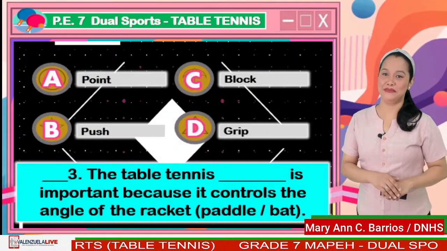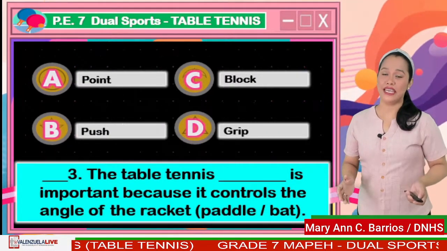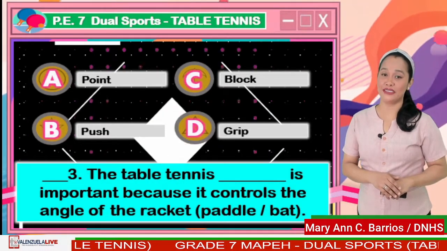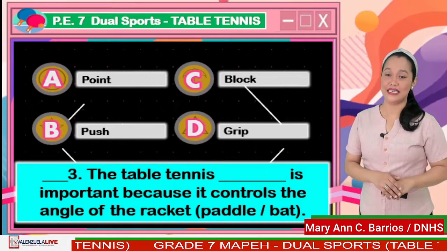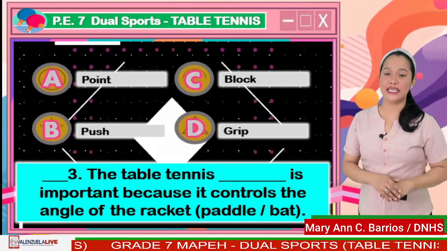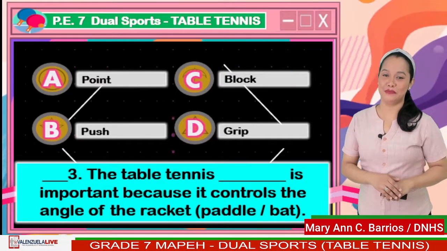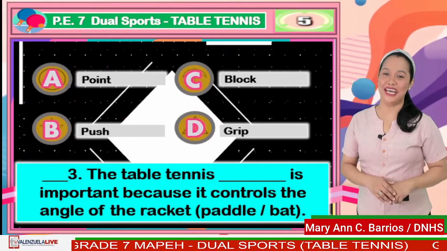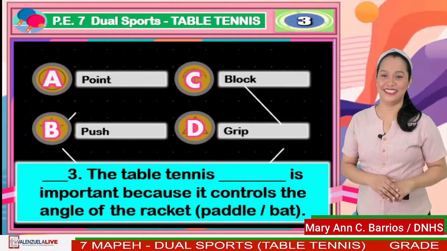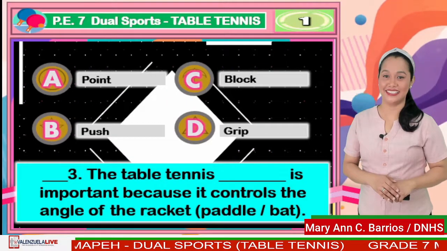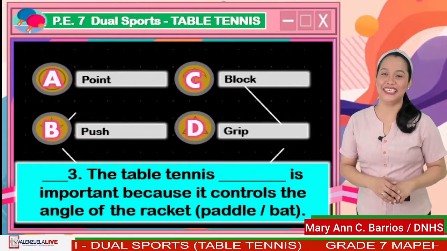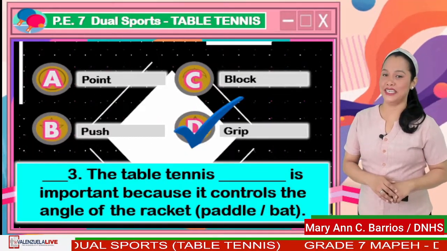Number three. The table tennis blank is important because it controls the angle of the racket, paddle, or bat. Is it A, point, B, push, C, block, D, grip? Timer starts now. Time is up. What's your answer? Excellent. The answer is letter D, grip.